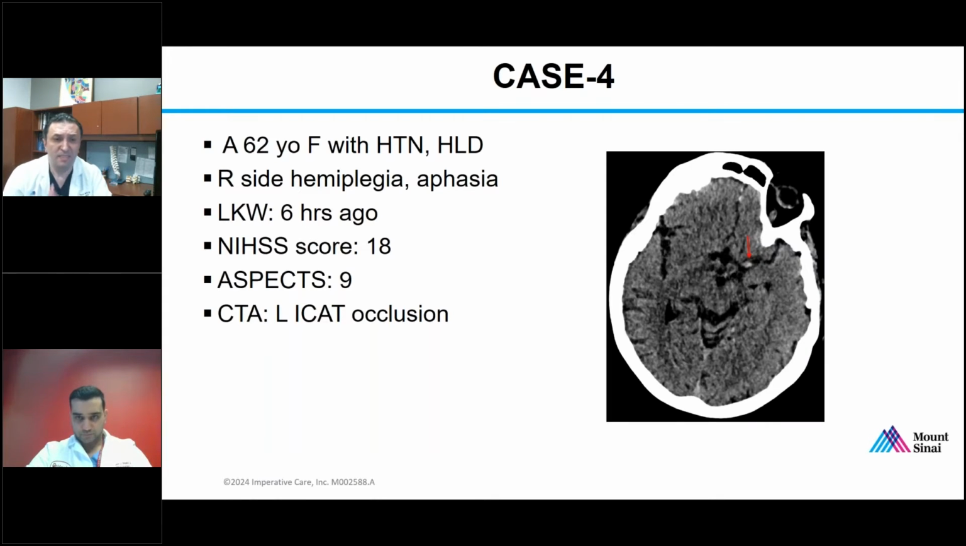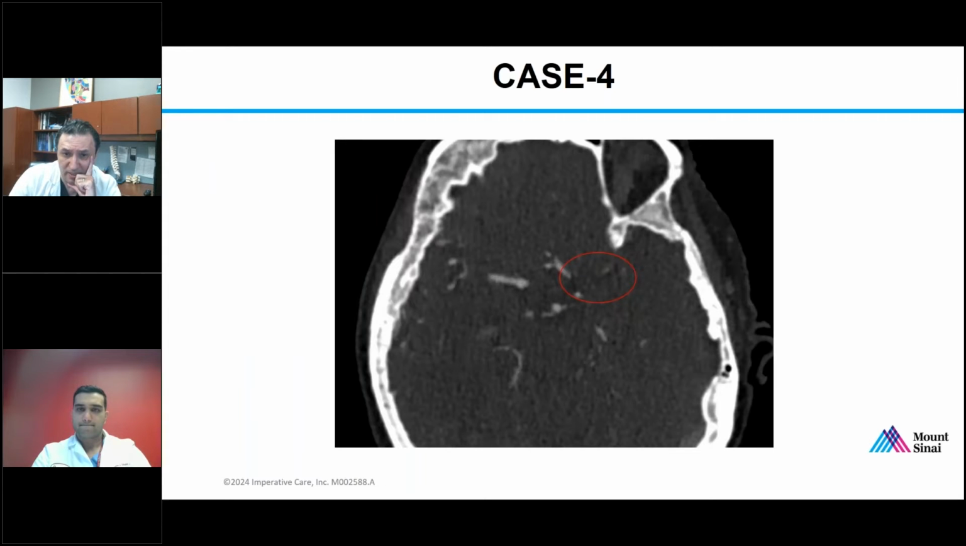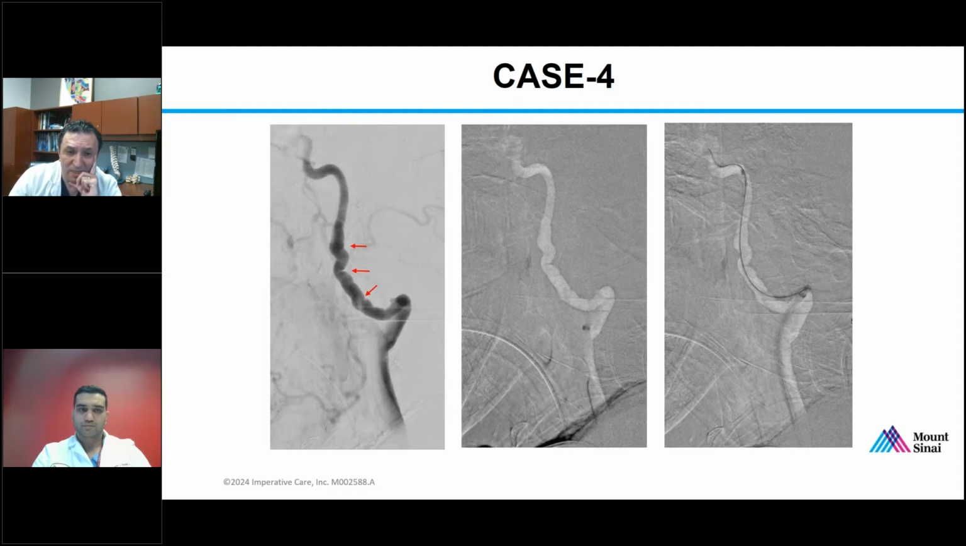Next case is a 62-year-old woman presenting with, as you see, a hyperdense left MCA sign, with an NIH stroke scale of 18, and CTA is showing a left ICA T occlusion. As you see on the left side, this patient had a very significant FMD. So I decided to first park my Zoom 88 aspiration catheter in the proximal cervical ICA before this turn, and hopefully this video is played here.